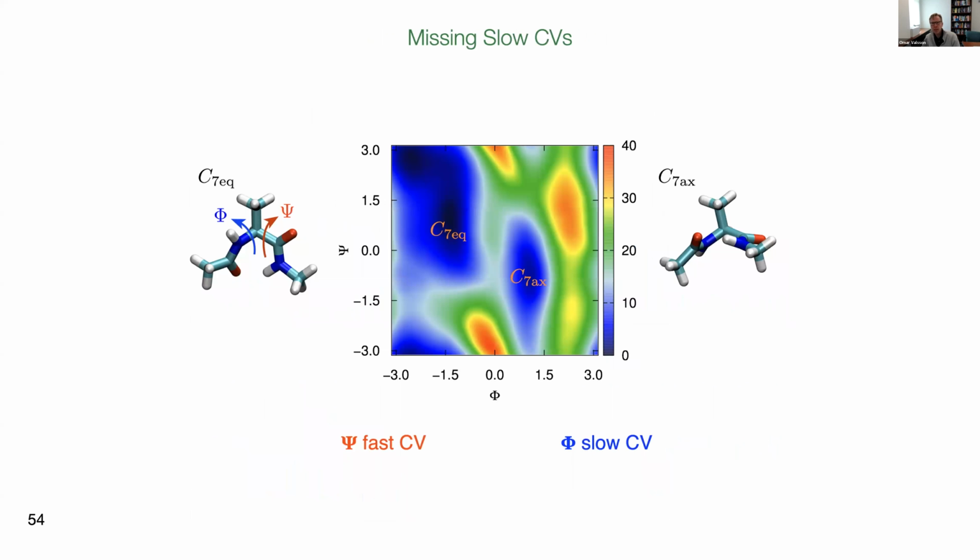So finally, maybe just an example: what happens if we're missing slow collective variables? In this case, let's look at alanine dipeptide again. In this system, if you look at this free energy landscape, you can discriminate between the two states by using the phi collective variable, while psi does not discriminate well between the two metastable states. In other words, this psi collective variable is degenerate, because if you take a value like here, this can correspond to two different metastable states. So in this case, phi is the slow collective variable and psi is the fast collective variable.